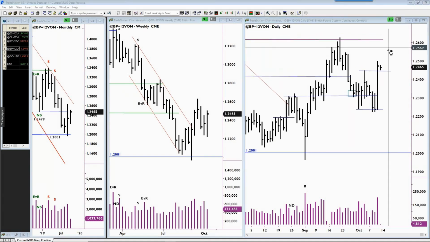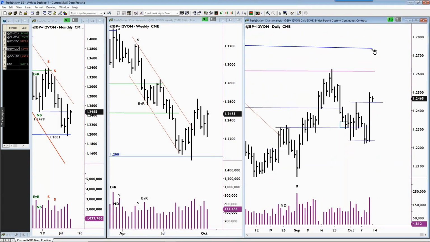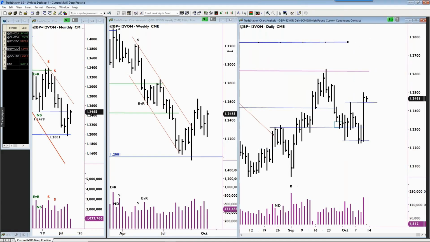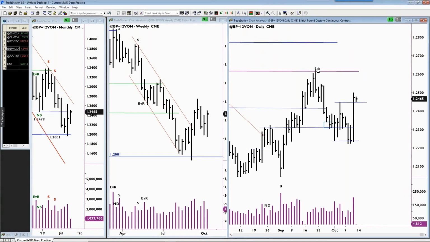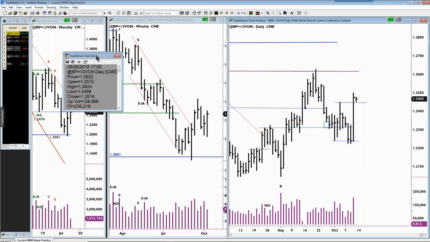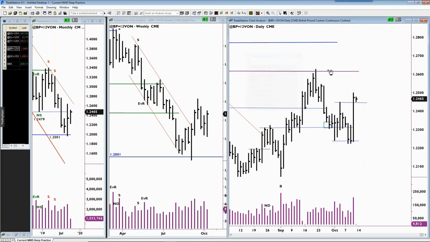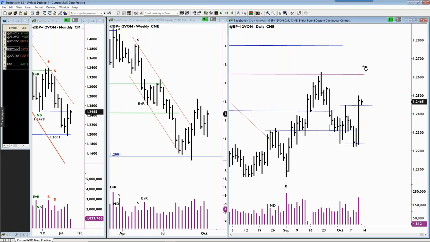What I'm looking for it to do, first target is up in here. I don't know what this is. We'll take a look at that in a minute. First target is up around the 26, I think 26.25 is what this is. I can check it quickly. Yeah, 26.25, 26.24. So 26.25, maybe a little bit higher than that.